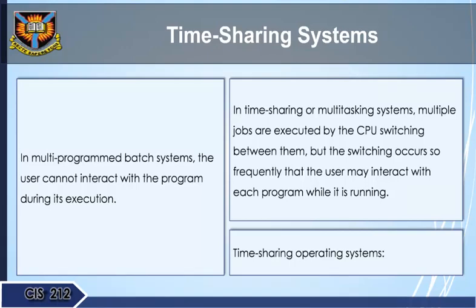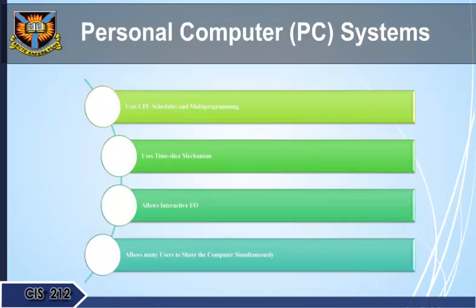Time-sharing systems. In multi-programmed batch systems, the user cannot interact with the program during its execution. In time-sharing or multitasking systems, multiple jobs are executed by the CPU switching between them, but the switching occurs so frequently that the user may interact with each program while it is running. Time-sharing operating systems. Personal computer system uses CPU scheduling and multiprogramming, uses a time slice mechanism, allows interactive I/O, and allows many users to share the computer simultaneously.